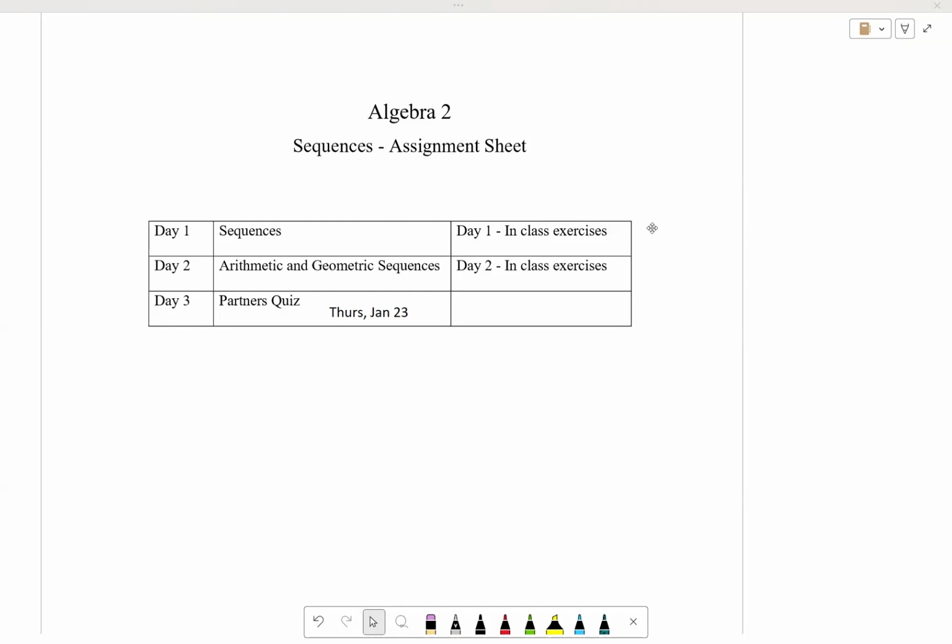So you can see we have our little mini unit here on sequences, two days of lessons, and then a partner quiz. It will be next Thursday, January 23rd. I already put that up on the hub, so you'll be able to see it there as a reminder. Let's get right into it. It's going to be a fairly quick lesson, and then you have time to work on the in-class assignment.